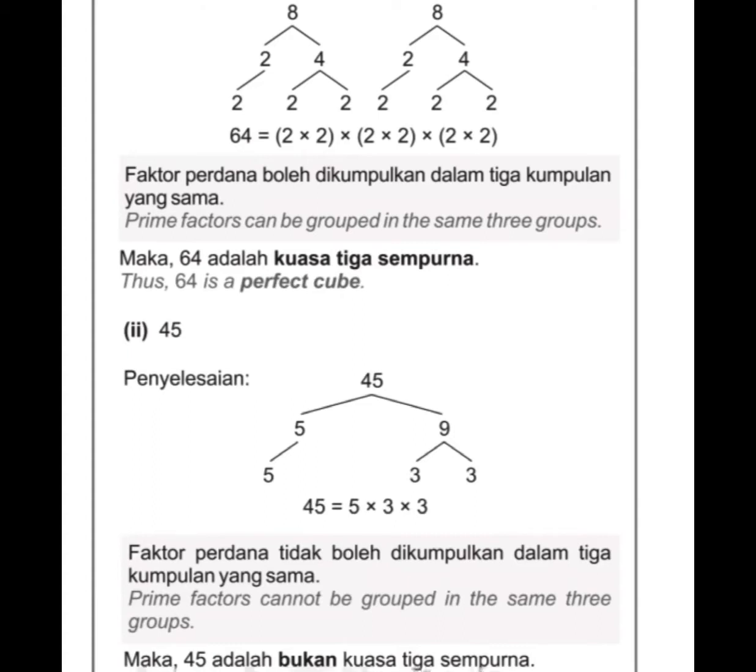If you can group into 3 identical groups, for example 64, you can group into 2 times 2, 2 times 2, 2 times 2, so you can group into 3 identical groups. That one we call a perfect cube. If you cannot group, for 45 equal to 5 times 3 times 3, you cannot group into 3 identical groups. Identical means same group, so that one is not a perfect cube. Okay, you must understand this.